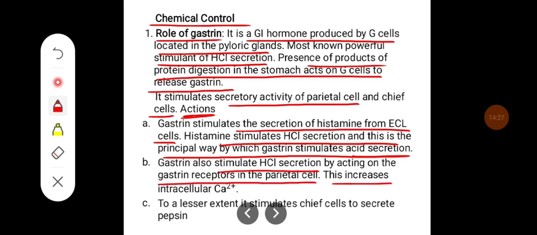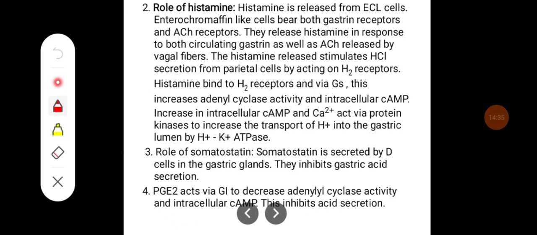This increases the intracellular calcium. To a lesser extent, it stimulates the chief cells to secrete pepsin. Coming to the role of histamine. Histamine is released from enterochromaffin-like cells, which bear both gastrin receptors and acetylcholine receptors. They release histamine in response to both circulating gastrin as well as acetylcholine released by the vagus fibers.